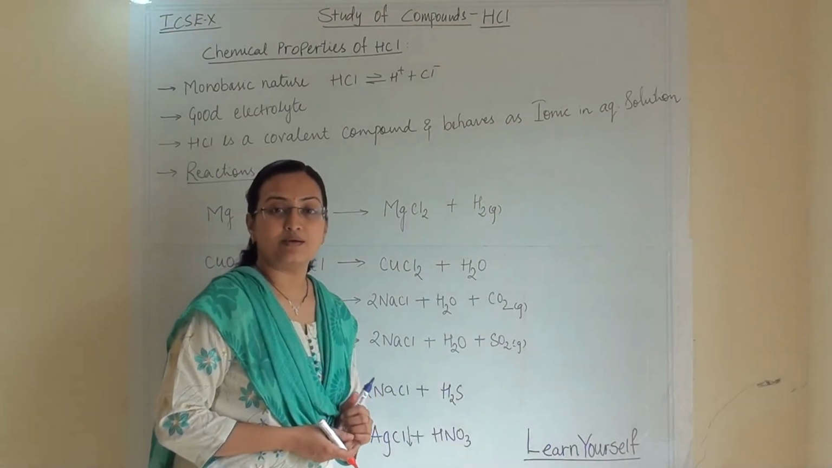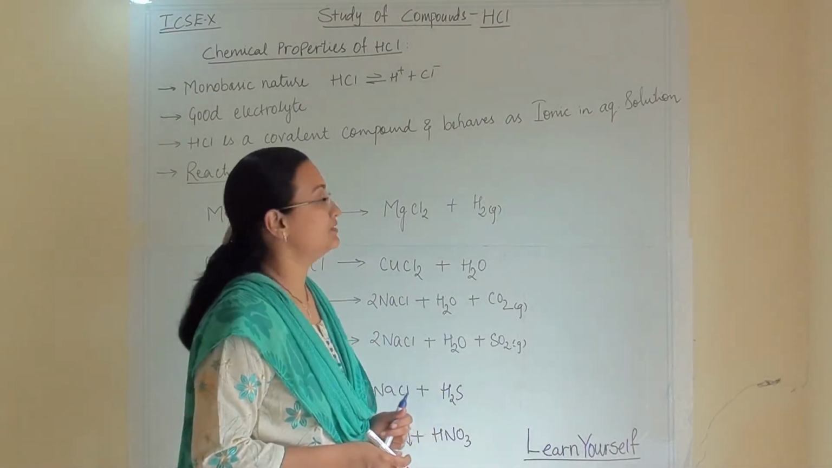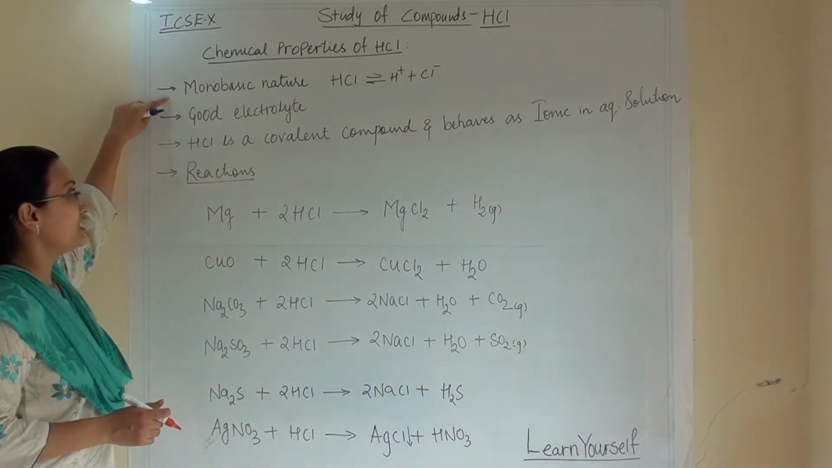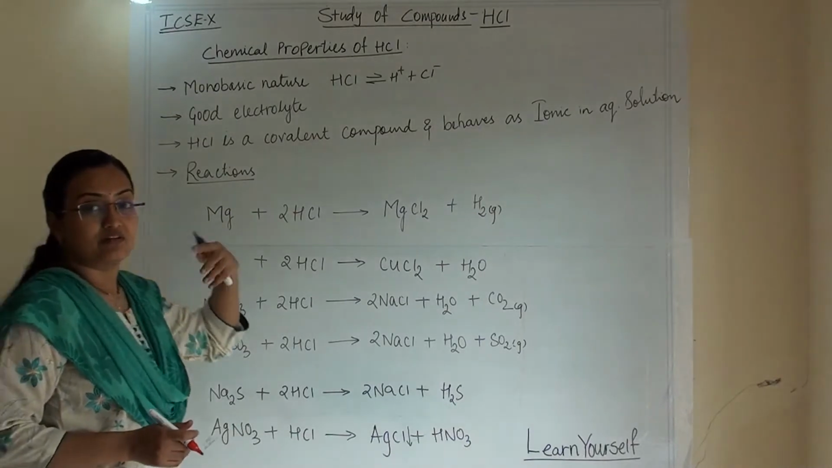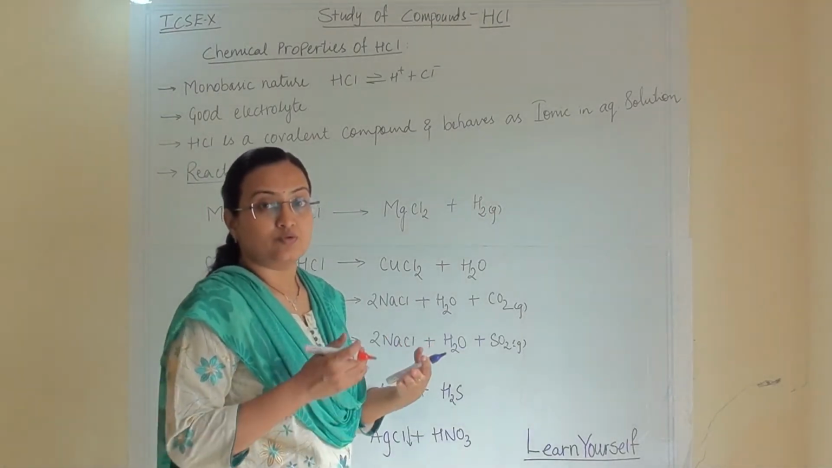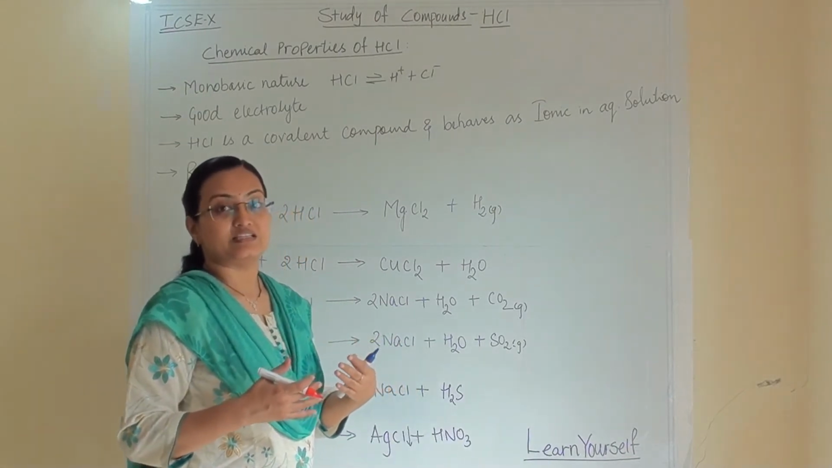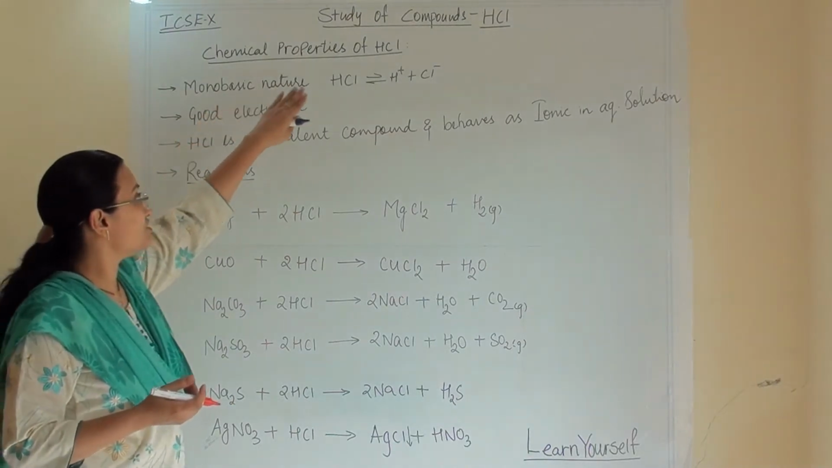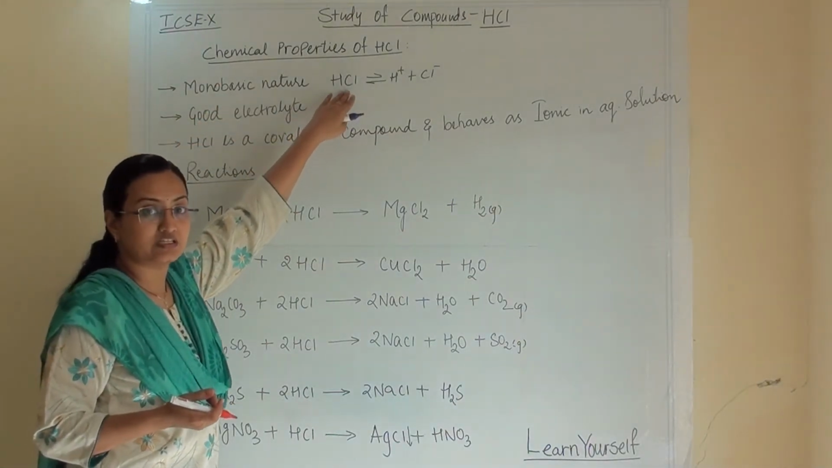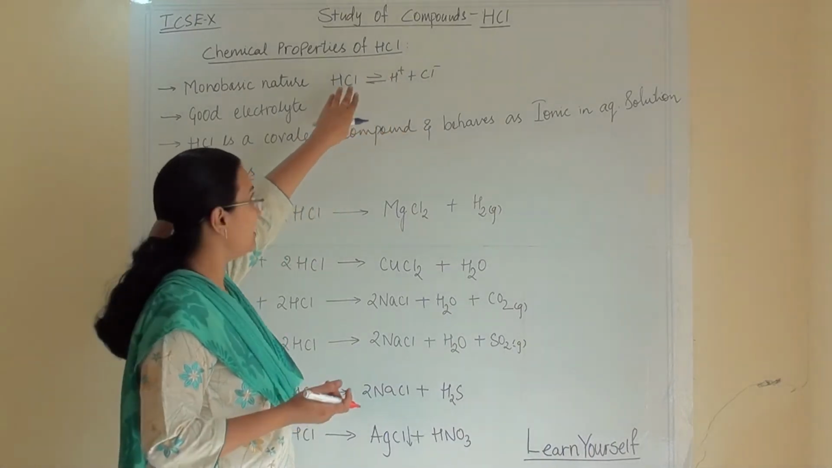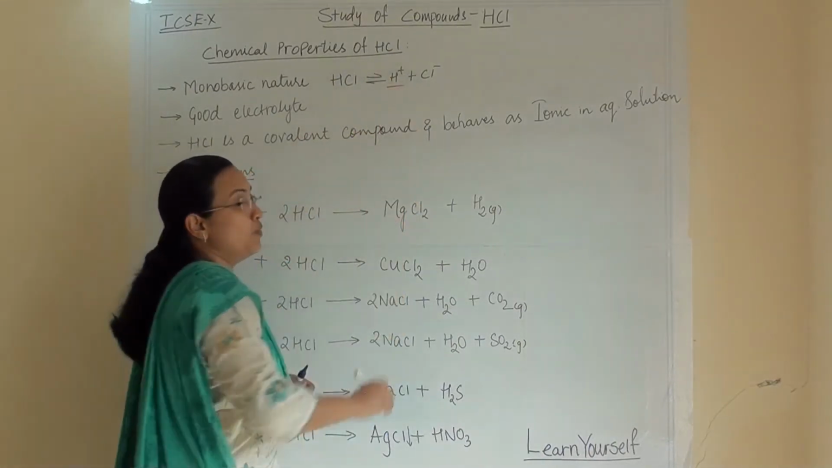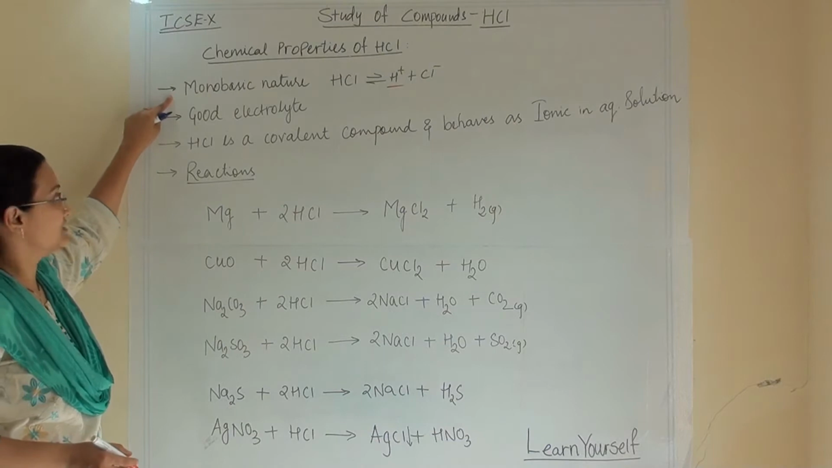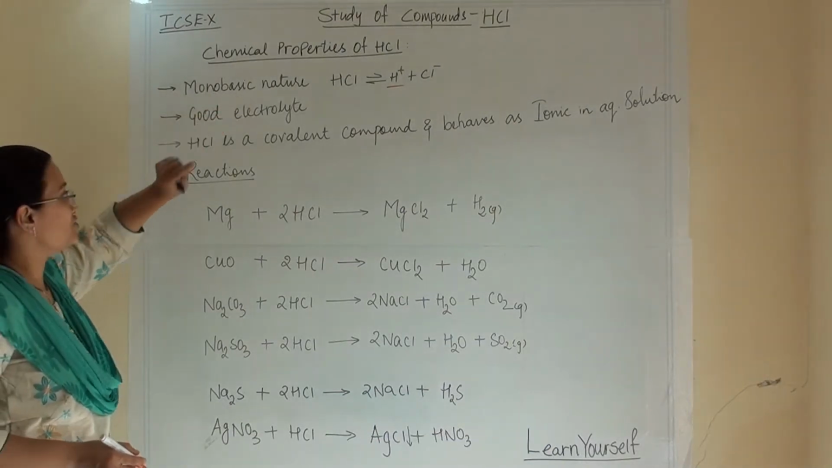Now we will understand chemical properties of hydrochloric acid. So first one is it is monobasic in nature. We have learned this in chapter 3, monobasic, dibasic, tribasic acid, and similarly for the base. Monobasic in nature means when it dissociates in one step, it gives us one H plus ion. That means it is a monobasic acid.